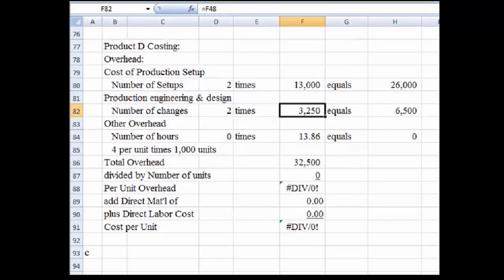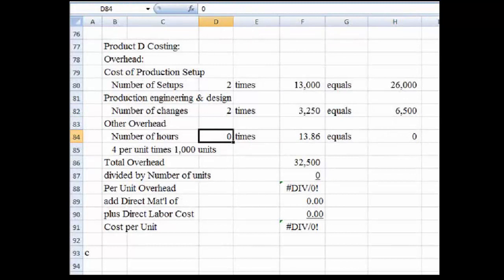Per the chart at the top of page M113, product D has 2 engineering changes per year. The number 2 goes in the cell to the right of the words number of changes. The $3,250 is already in the cell further to the right, and the calculation shows $6,500 of production, engineering, and design overhead for product D.